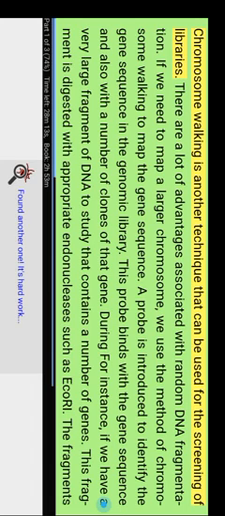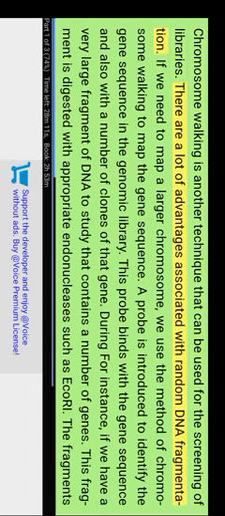Chromosome walking. Chromosome walking is another technique that can be used for the screening of libraries. There are a lot of advantages associated with random DNA fragmentation. If we need to map a larger chromosome, we use the method of chromosome walking to map the gene sequence. A probe is introduced to identify the gene sequence in the genomic library.